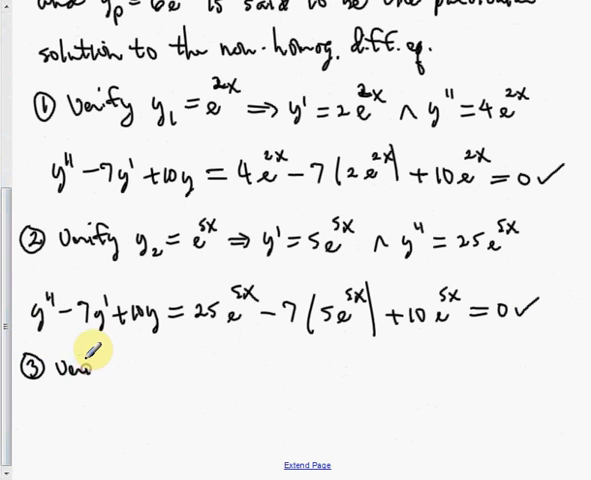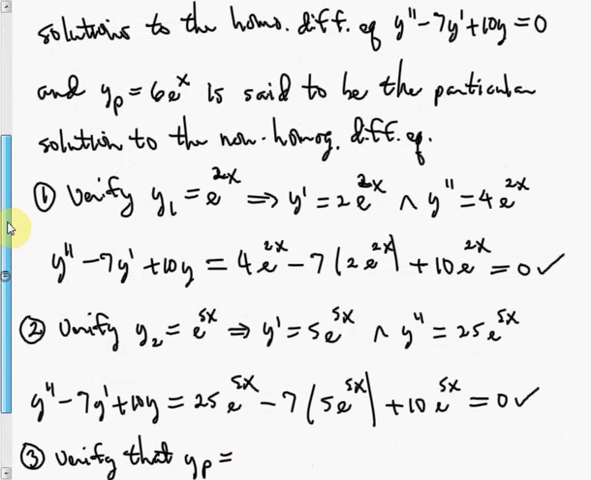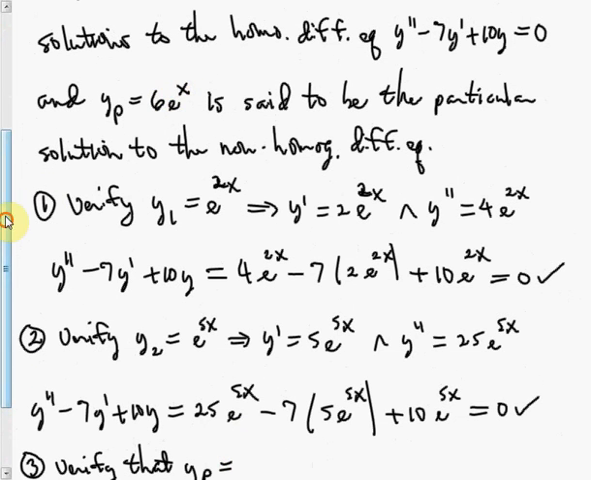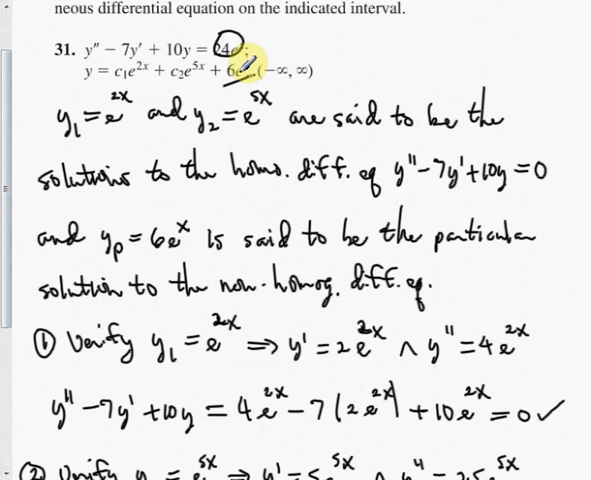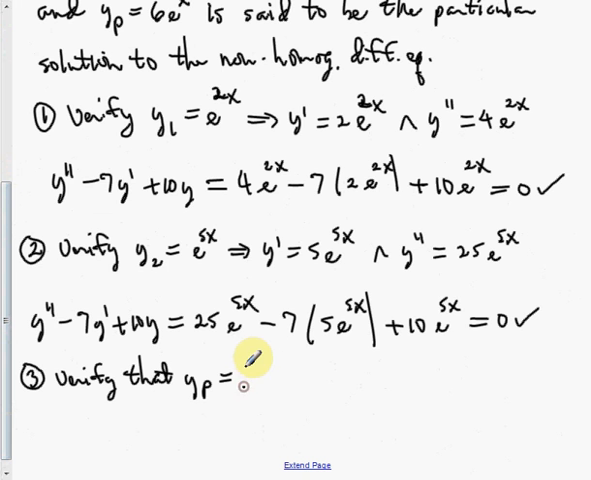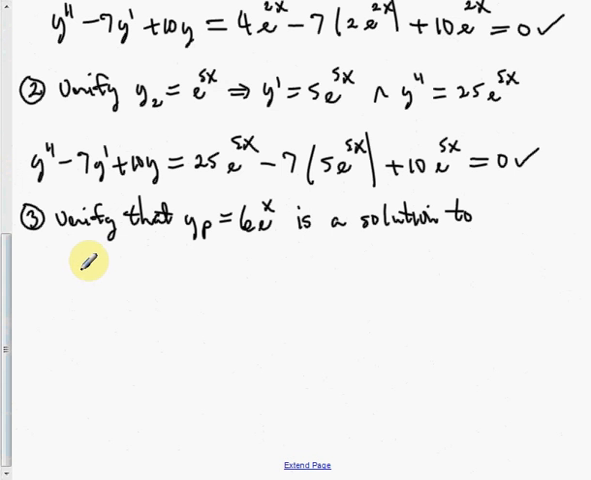we must verify that y sub p equals 6 times e to the x. We're getting that from here, right? So verify that y sub p equal to 6 times e to the x is a solution to y double prime minus 7y prime plus 10y equal to what?